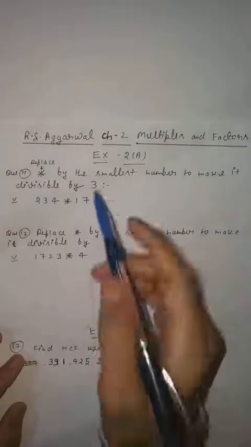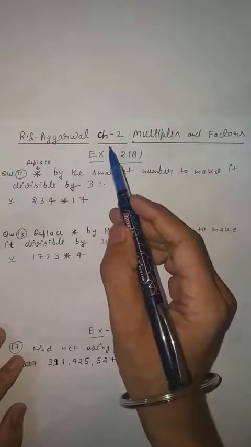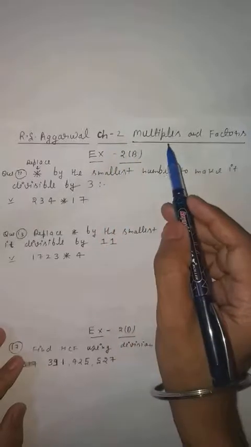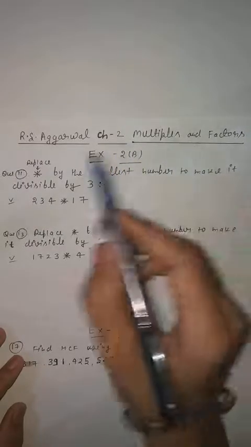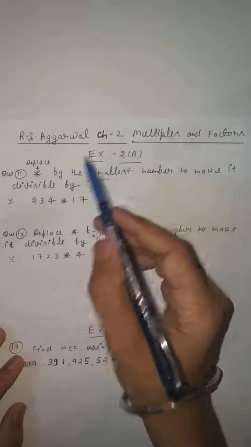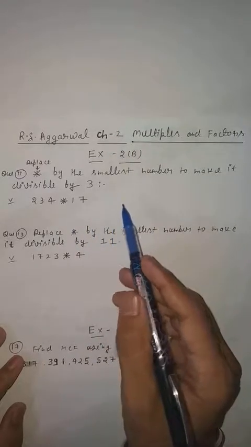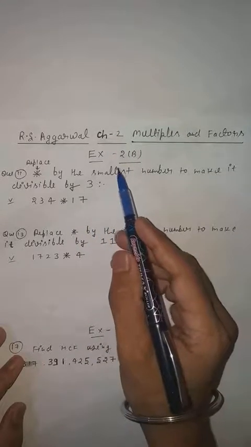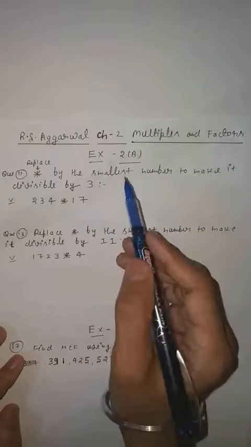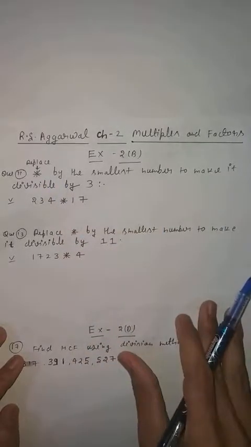Now students, today we will solve RS Agrawal, and remember, according to NCERT, you have to study chapter 2. In NCERT it is Playing with Numbers, and in RS Agrawal it is Multiples and Factors. Both are the same. Here I will explain the questions which are different from NCERT. Exercise 2A is very much the same, so I am going to explain exercise 2B, question 11, because all other questions are easy and you can solve them yourself.